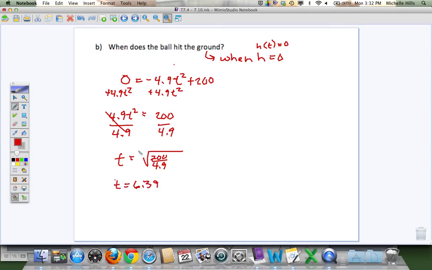Now yes, normally we would solve and get both a plus and minus here, but saying a negative time, like it's going to hit the ground before I ever threw it, doesn't make sense. So the ball, again, interpret my answer. The ball hits the ground at 6.39 seconds. So 6.39 seconds after it's thrown, it's going to hit the ground.